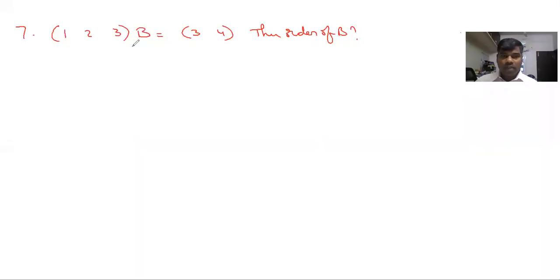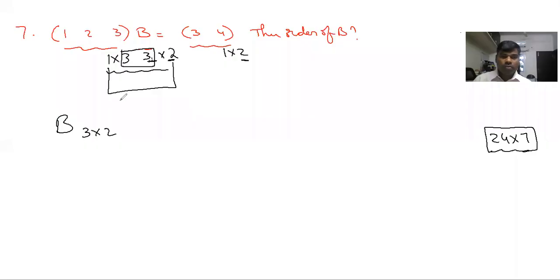Multiplied with b is equal to another matrix. And what is the order of b? You write the order of the first matrix, which is 1 by 3, and this is unknown, and then the product matrix is 1 by 2. So these two should be the same. That's why it becomes 3. And the product matrix is 1 by 2, that's why it will be 2. So altogether, B matrix is of order 3 by 2.